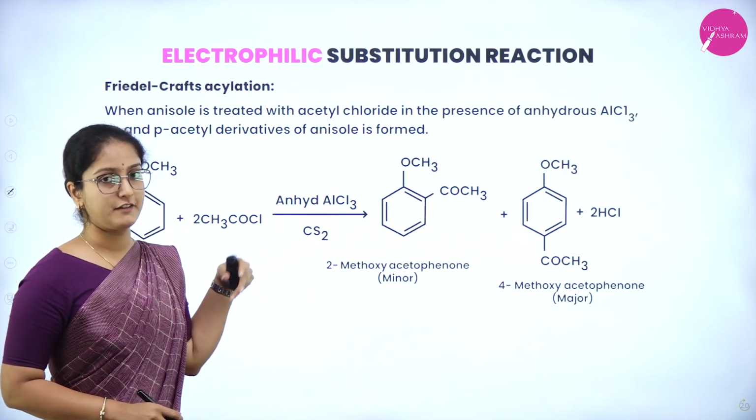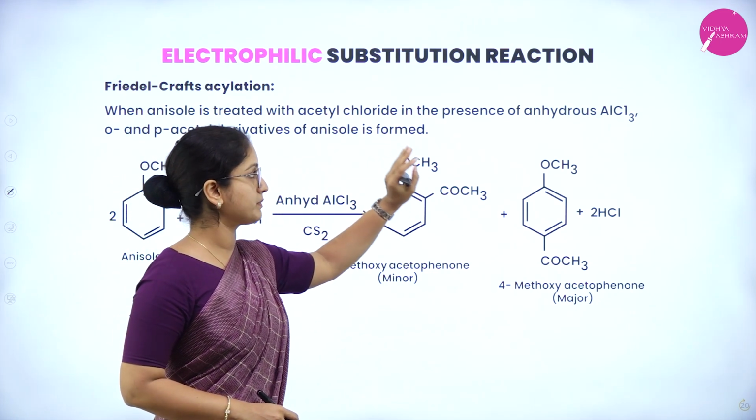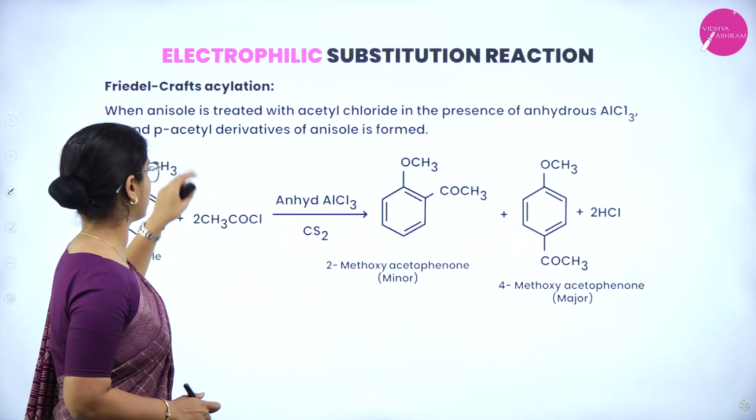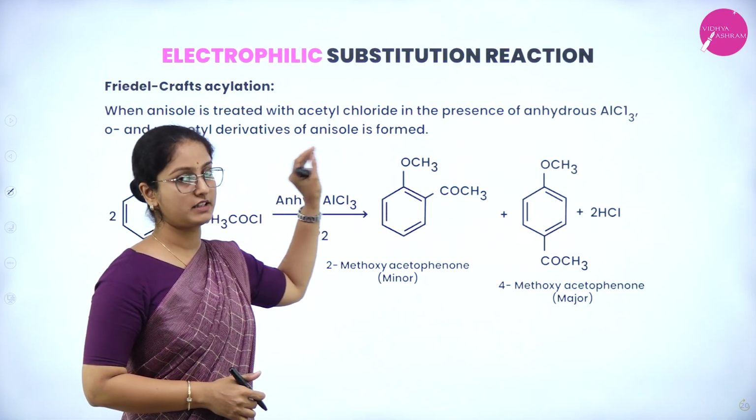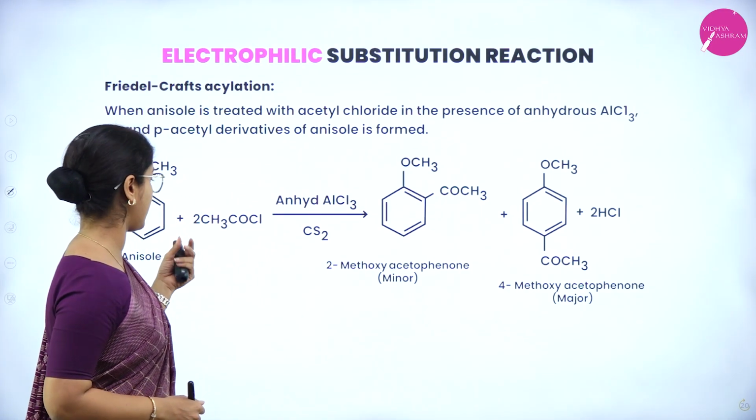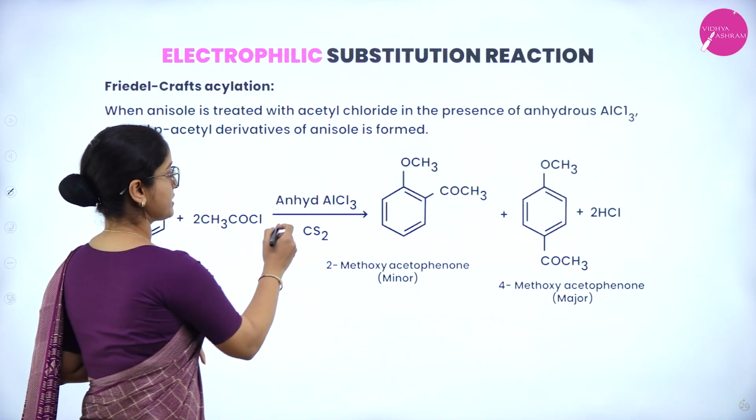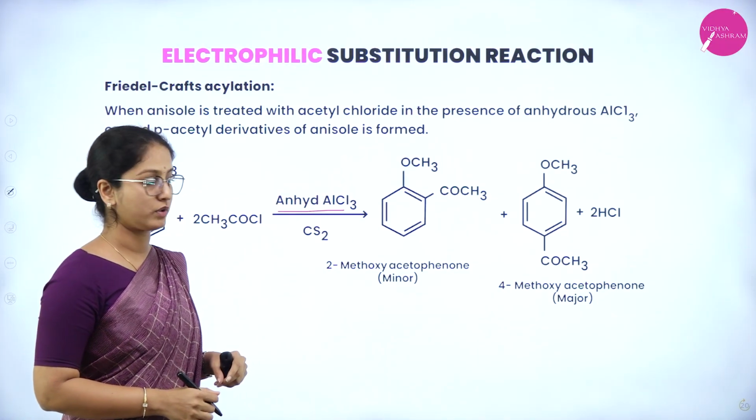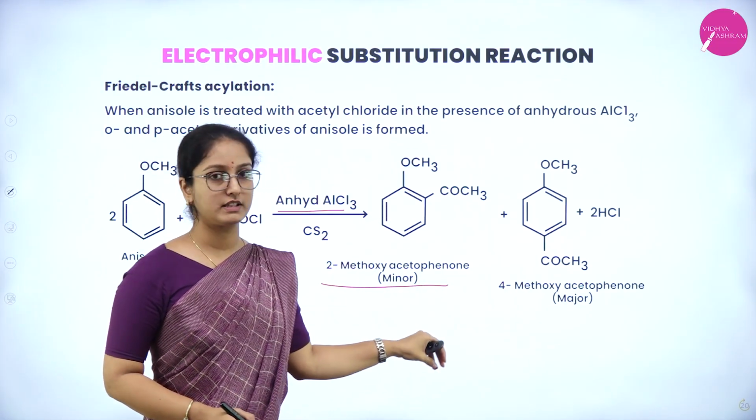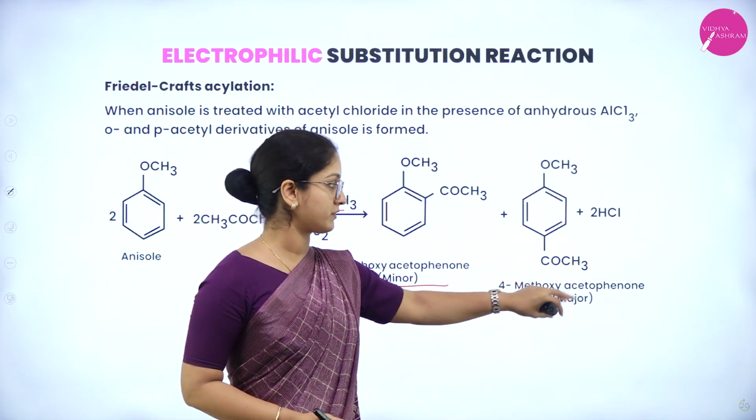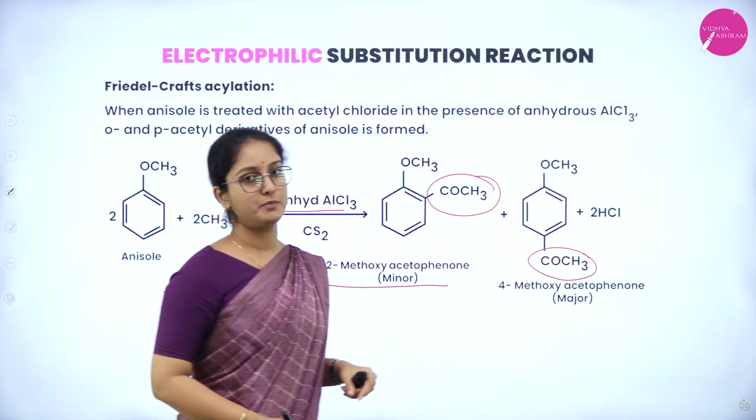Next is Friedel-Crafts acylation. When anisole is treated with acetyl chloride in the presence of anhydrous aluminium chloride, it also forms ortho and para acetyl derivatives of anisole. Let us see the reaction. Anisole with acetyl chloride in the presence of anhydrous aluminium chloride forms 2-methoxyacetophenone, along with 4-methoxyacetophenone. Here it is in the ortho position, here it is in the para position.